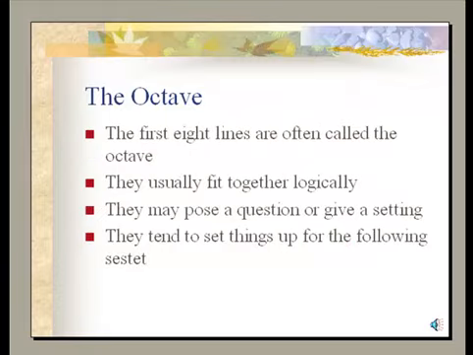So let's look at the octave first, which is the first 8 lines. Second bullet here, they usually fit together logically. So you will notice as we look at the poem that the first 8 lines act as a unit. They may pose a question or give a setting, and they tend to set things up for the following sestet, that is the last 6 lines. And you'll see that Shakespeare is going to do this.